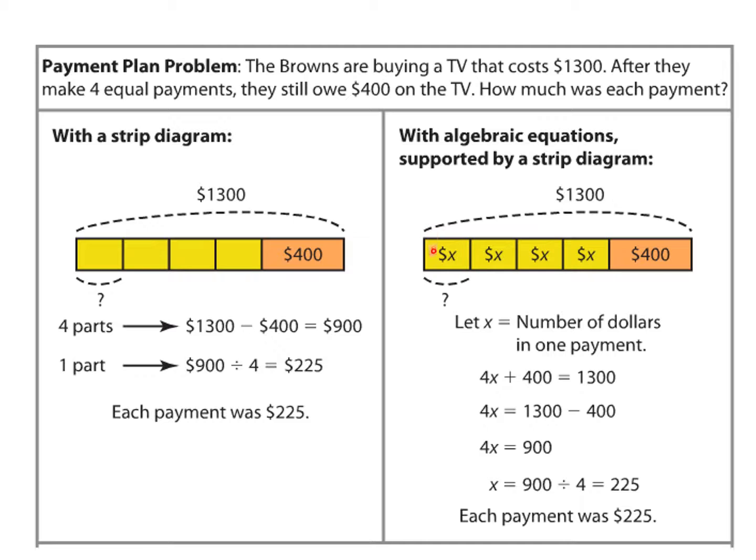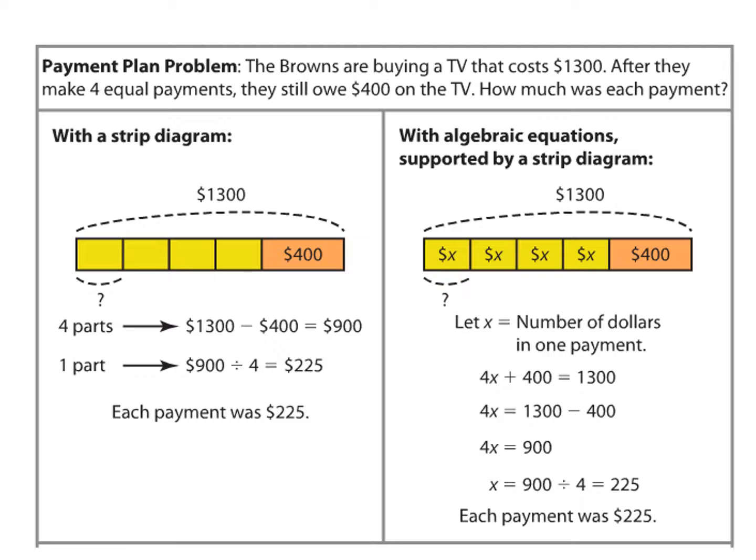We're going to call our unknown x, and we put a dollar sign in front of that to indicate that x is really a dollar amount. And then down here we clearly define that variable: x is the number of dollars in one payment. We're very precise in our definition.